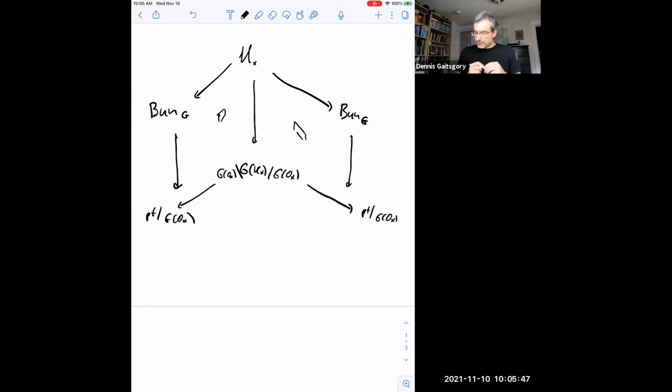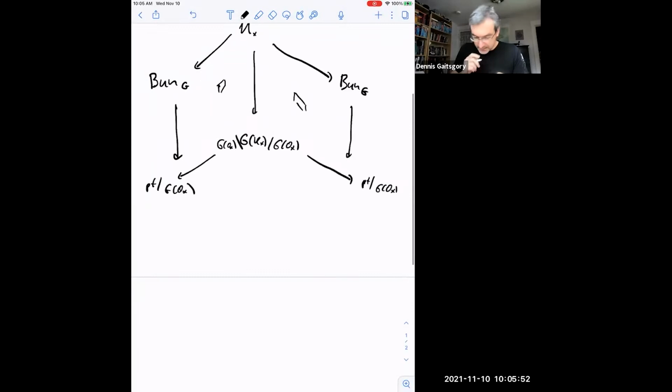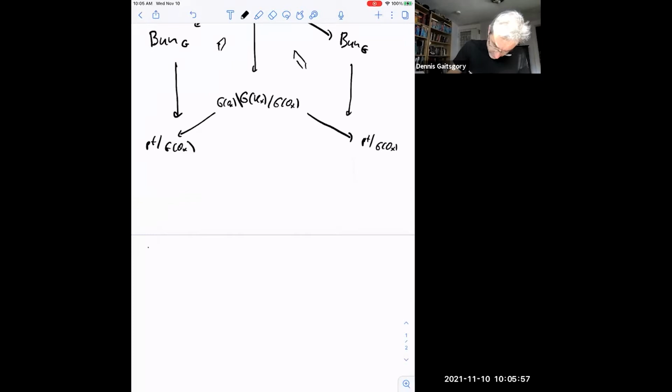In the function theoretic setting, it allowed us to have an action of the convolution algebra, the functions with compact supports on this double quotient. Again, it's an algebra with respect to convolution. It acted on functions with compact supports on F_q points of Bun_G.